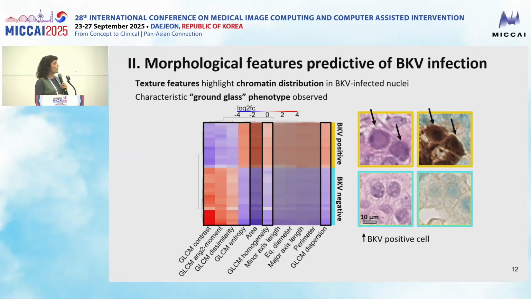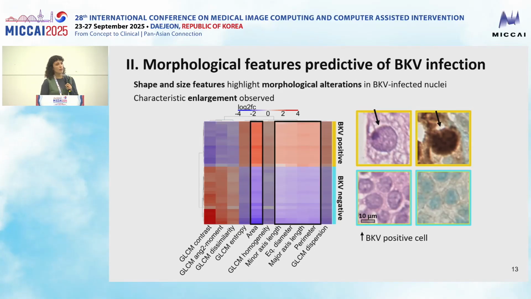At the nuclear level, we extracted the pathomics features from the high attention patches of positive cases, and we compared them to the pathomics of cells from negative cases. We observed that the features most significantly related to the infection were mostly related to the cell texture, mainly the chromatin distribution changes that were caused by the virus. This is known as the ground glass phenotype, where the cells appear more homogeneous and diffuse, as we can see in the examples on the right, where we compare the positive, high attention patches, and the negative patches in blue.